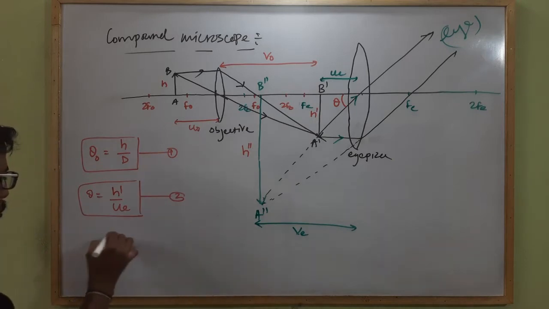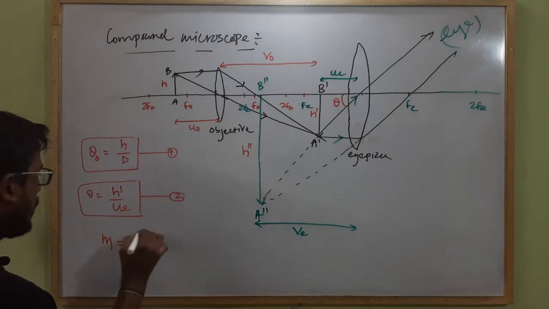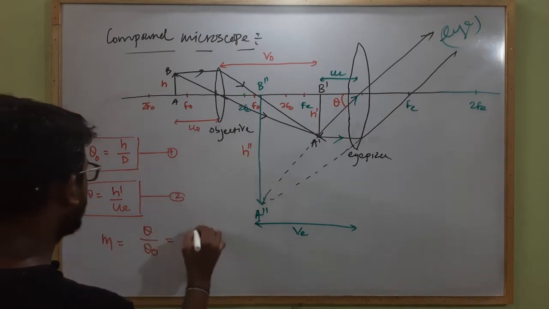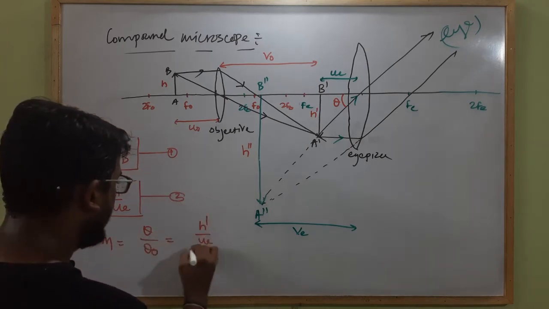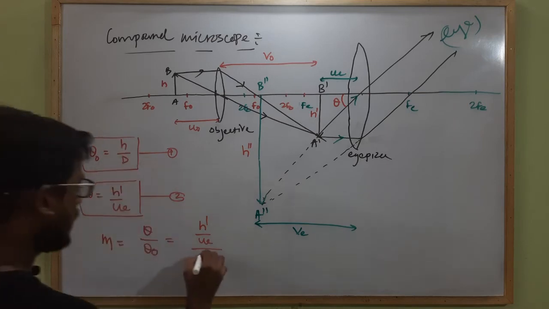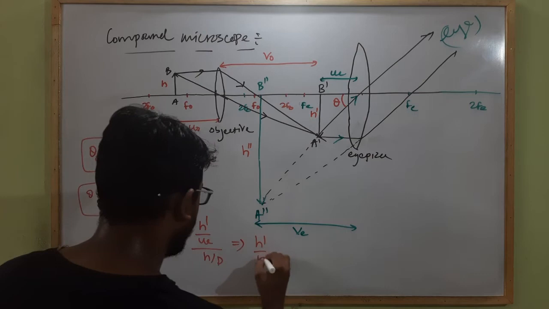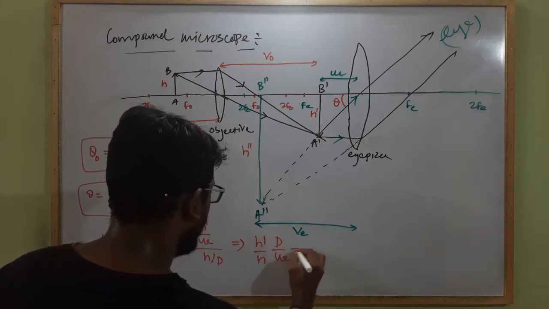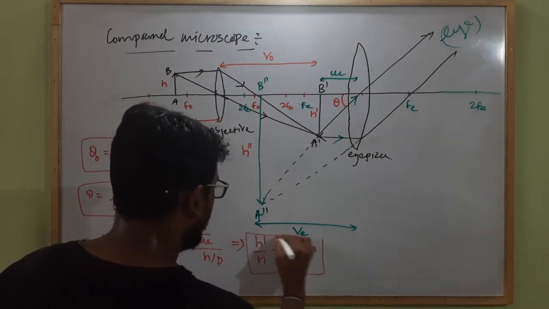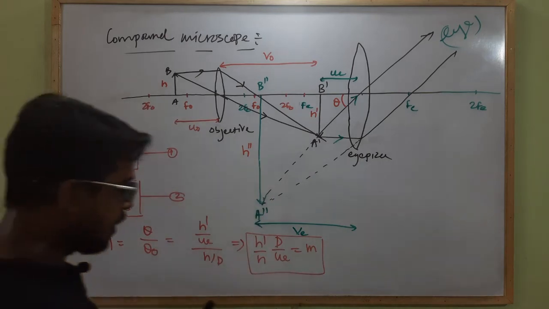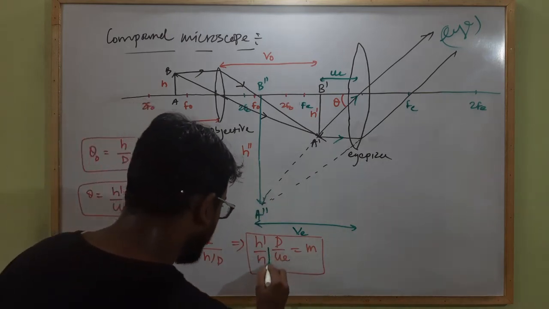So what will be the value of magnification? The magnification will be theta divided by theta naught. So from this we will get theta equal to h dash by UE divided by theta naught, which is h by d. So this implies we can have h dash by h into d by UE as the required magnification by the compound microscope. But here what is h dash by h?